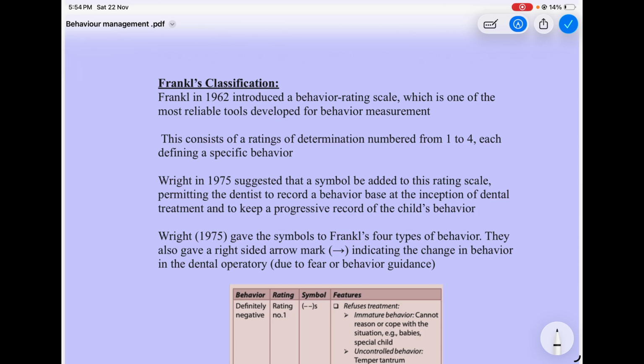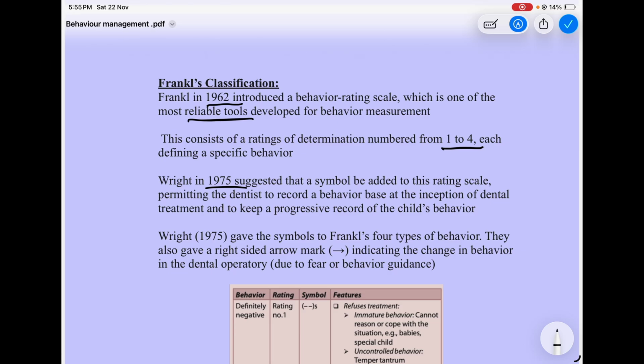And the third one is Frankel's classification. Frankel in 1962 introduced a behavior rating scale, which is one of the most reliable tools developed for behavior measurement. This consists of a rating of determination numbered from 1 to 4, and each defines a specific behavior. Then Wright in 1975 suggested that a symbol be added to this rating scale, permitting the dentist to record a behavior base at the inception of the dental treatment and keep a progressive record of the child's behavior.